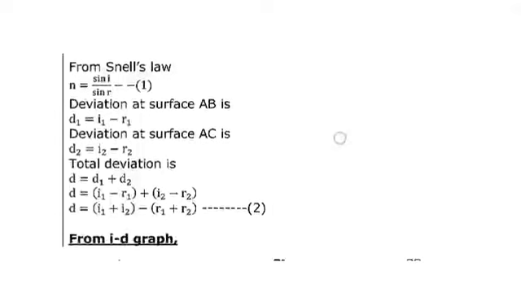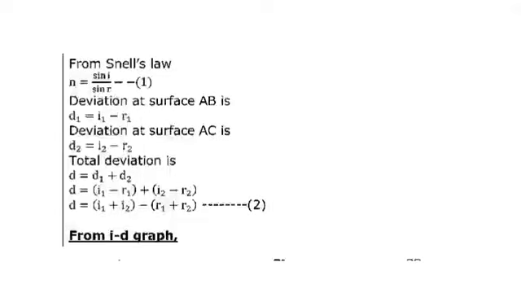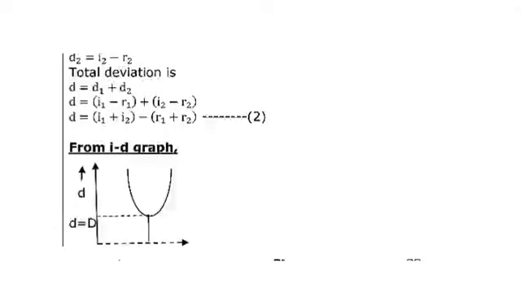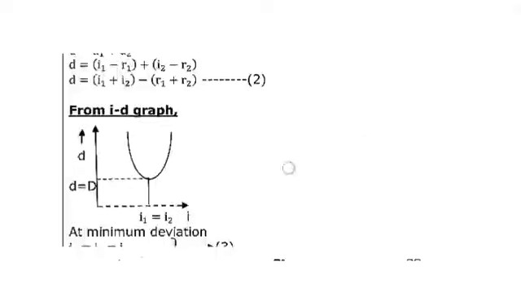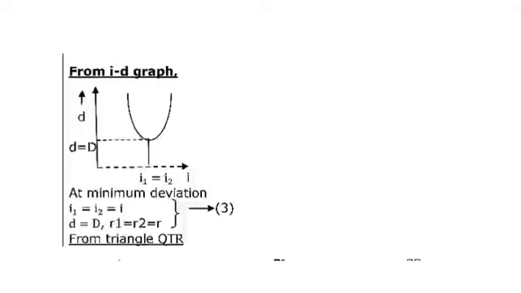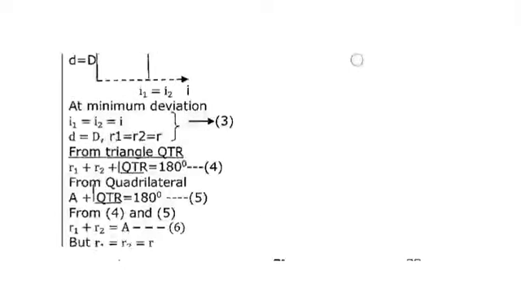After removing the bracket, I will group the terms i1 and i2 together, r1 and r2 together. So I got equation 2. After equation 2, I can consider from this diagram i1 is equal to i2, which is equal to i, and r1 is equal to r2, which is equal to r. Then I will denote that deviation as minimum deviation, capital D or Dm.